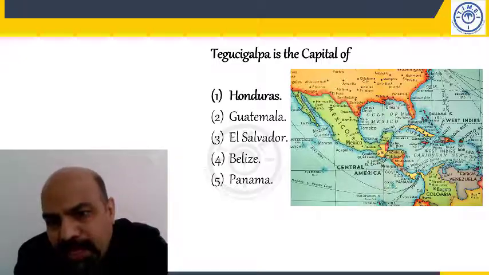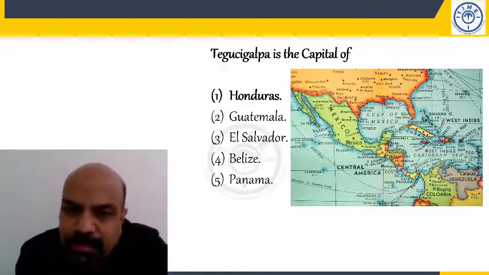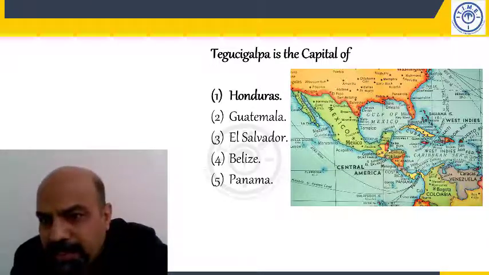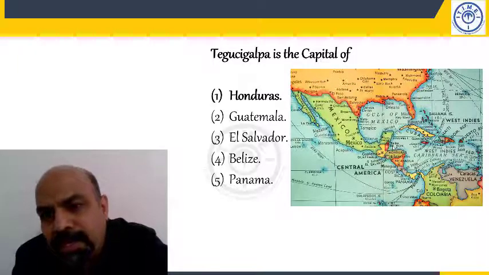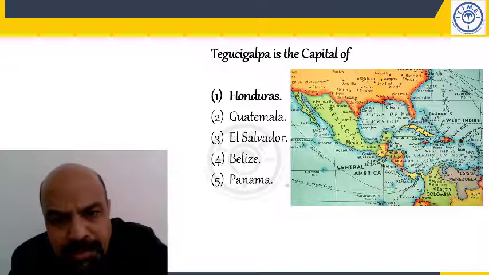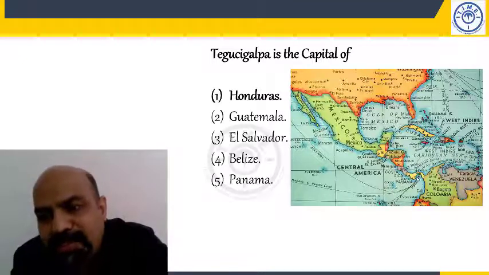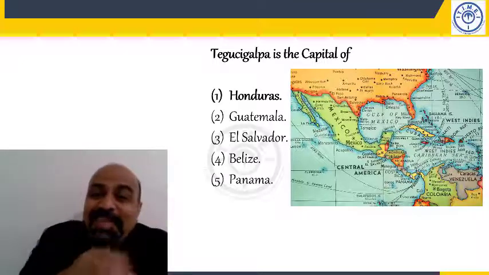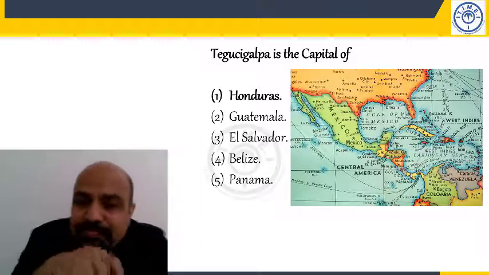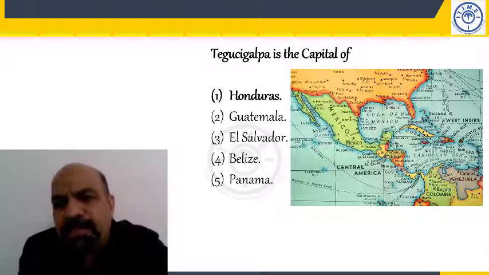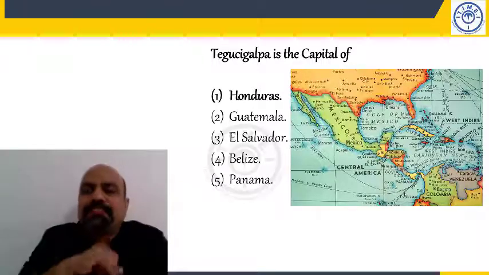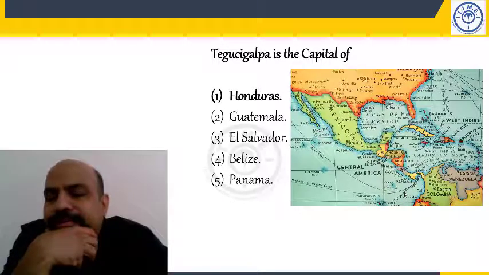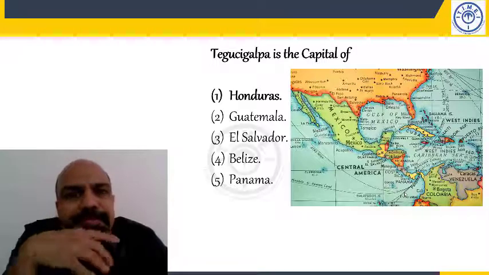The capital of El Salvador is San Salvador. The capital of Belize is Belize City. The capital of Panama is Panama City. Very easy to remember all these things. You can also remember Nicaragua's capital. It's Managua. Amazing world we live in.